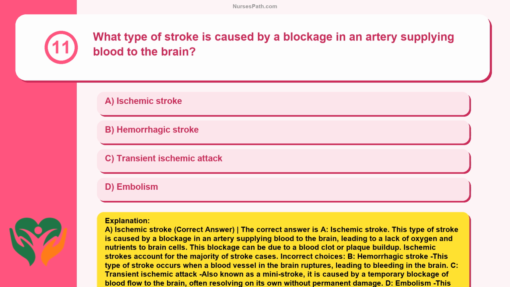Incorrect choices: B. Hemorrhagic stroke. This type of stroke occurs when a blood vessel in the brain ruptures, leading to bleeding in the brain. C. Transient ischemic attack, also known as a mini-stroke. It is caused by a temporary blockage of blood flow to the brain, often resolving on its own without permanent damage. D. Embolism. This refers to a condition where a blood clot or other foreign material travels through the bloodstream and blocks a blood vessel in the brain.